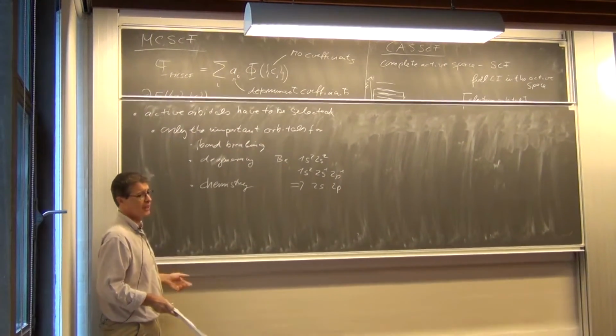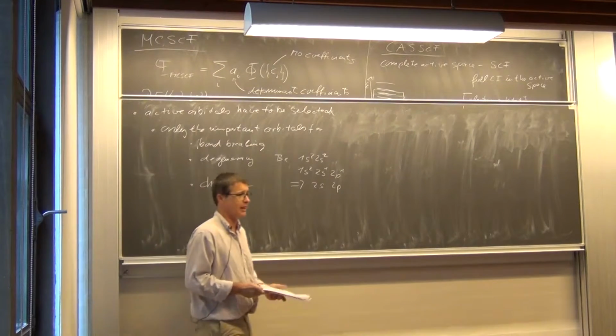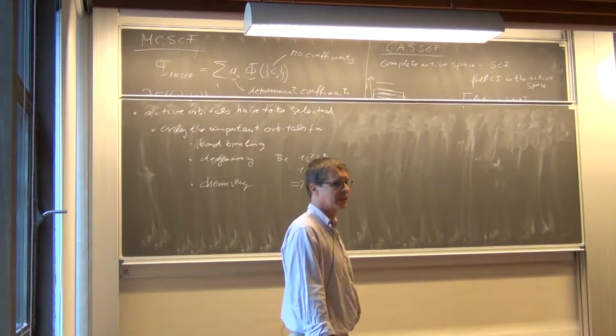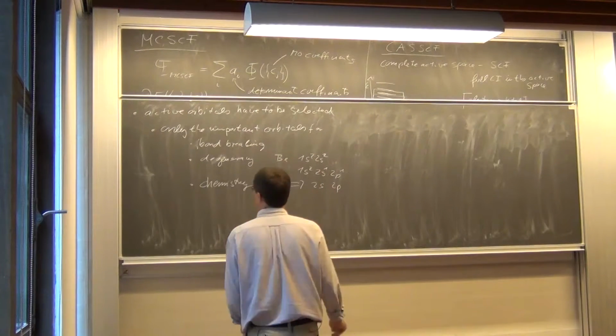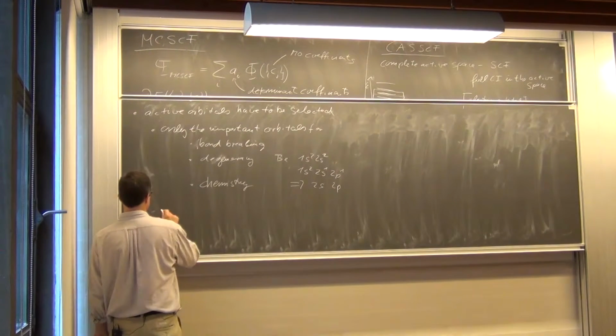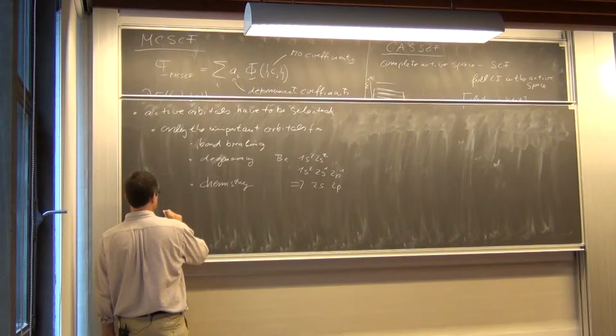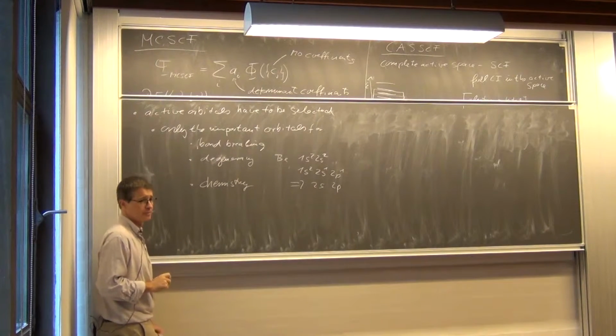Now what you typically start off with, at least for a system where you can do that, a typical start would be all the valence orbitals.